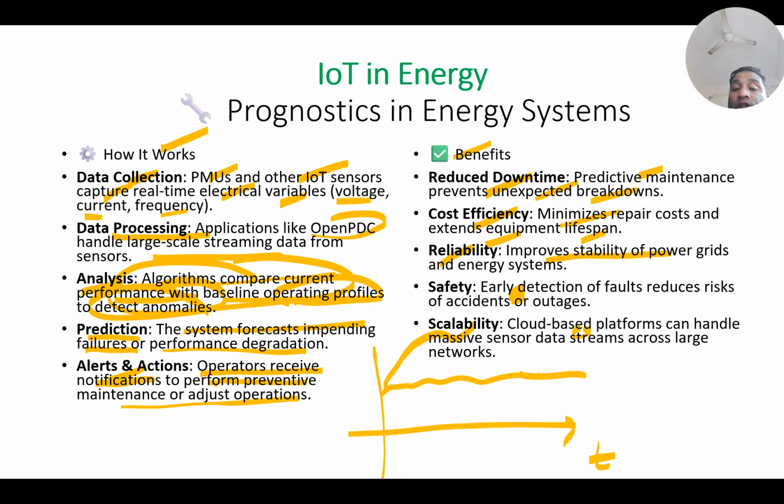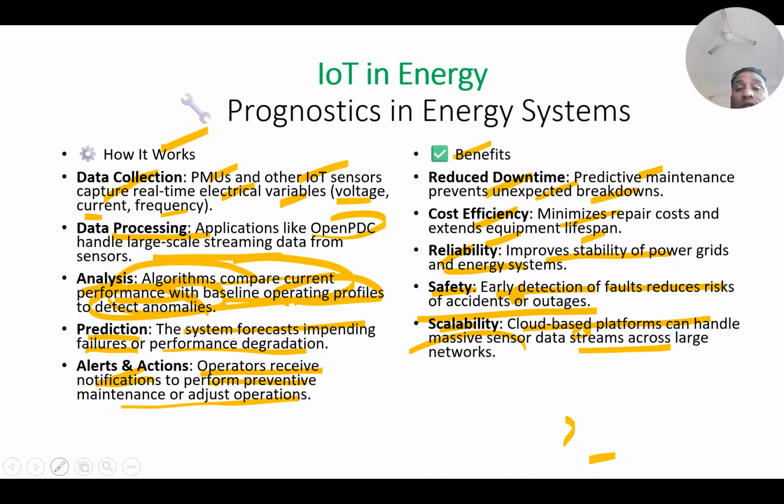Reliability improves stability of power grids and energy systems. Safety, early detection of faults reduces risks of accidents and outages. Scalability, cloud-based platforms can handle massive sensor data streams across large networks. So this is about the applications of IoT in the energy systems.